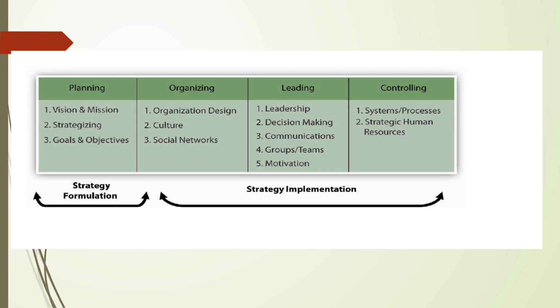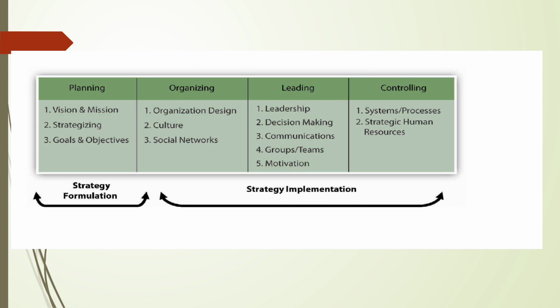Then strategizing goals and objectives. Organizing covers organization structure, social networks, and organization design. These all come under organizing. Then leading is leadership, decision making, communicating, groups and teams, and motivation. The leader motivates each and every employee in the organization to achieve the goals. Leading is directing the employees on how to work in the organization, how to motivate other employees, and communication between the employees. These all come under leading.